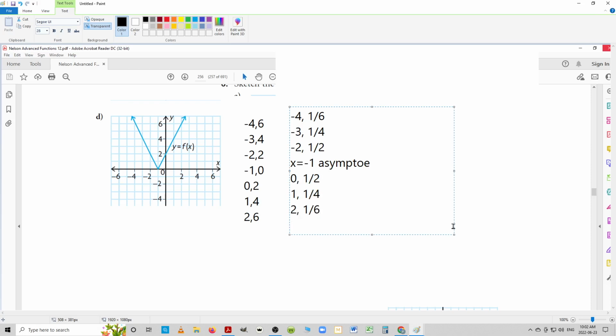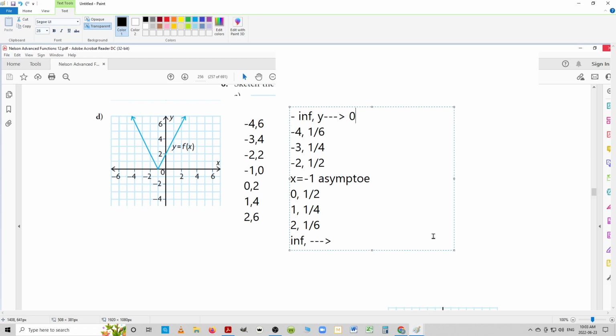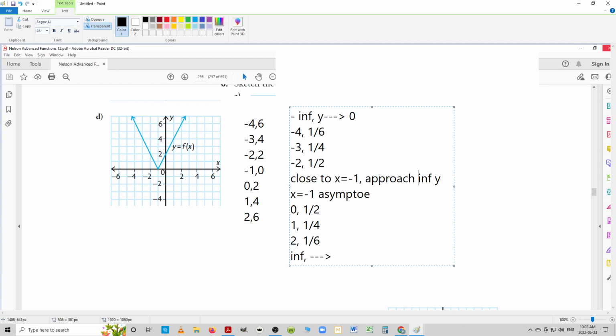And you can even say infinity will be 1 over infinity, almost 0 or approaching 0, because we can see that's what it's doing. And we can also say negative infinity will do the same. Y will approach 0. And as we get close to x equal to minus 1 on this side, we approach positive infinity y, because all the y's are positive.